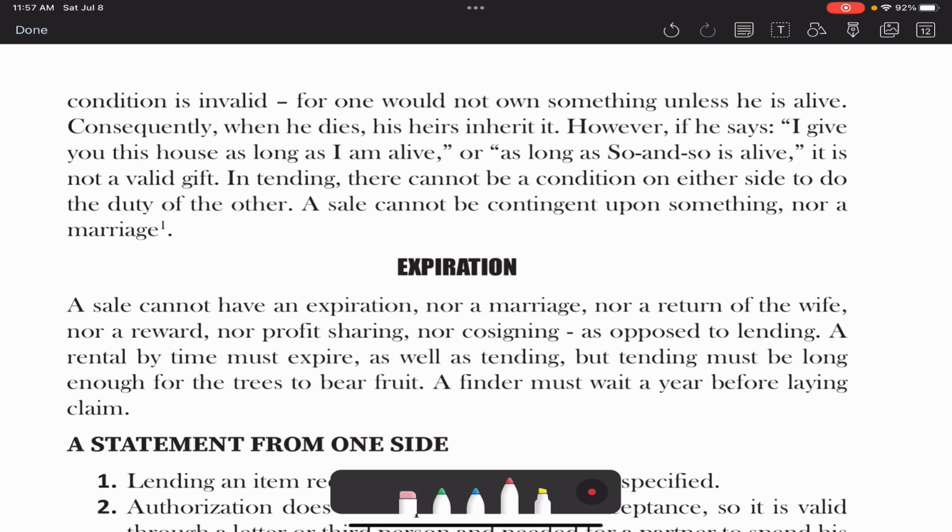However, if he says, I give you this house as long as I am alive, or I gift you this house as long as I am alive, or as long as so-and-so is alive, then the whole gift is invalid, because this condition just defied the gift altogether. And a sale cannot be made contingent or conditional upon something, nor can a marriage. So you can't say, I'll sell you this if my dad comes home. If someone said, I sell you this if my dad comes home, you can't say, I accept. That's an invalid sale. And what invalidated it was the condition. Same thing for the marriage. Can't say, I give my daughter in marriage to you if such and such happens.